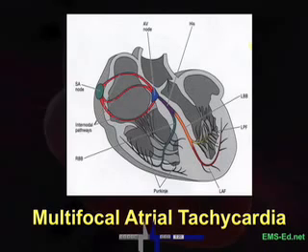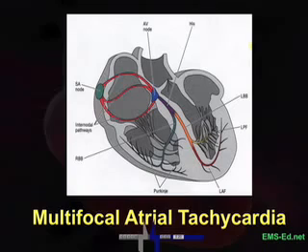If the rate is less than 100, this is actually called a wandering atrial pacemaker. And when the rate is over 100, we call it multifocal atrial tachycardia, or MAT. This has a mechanism almost completely unlike AFib. In MAT, the atria actually contract, not just ineffectually or fibrillate. There's not the same clot issue. The clinical issues are not the same.